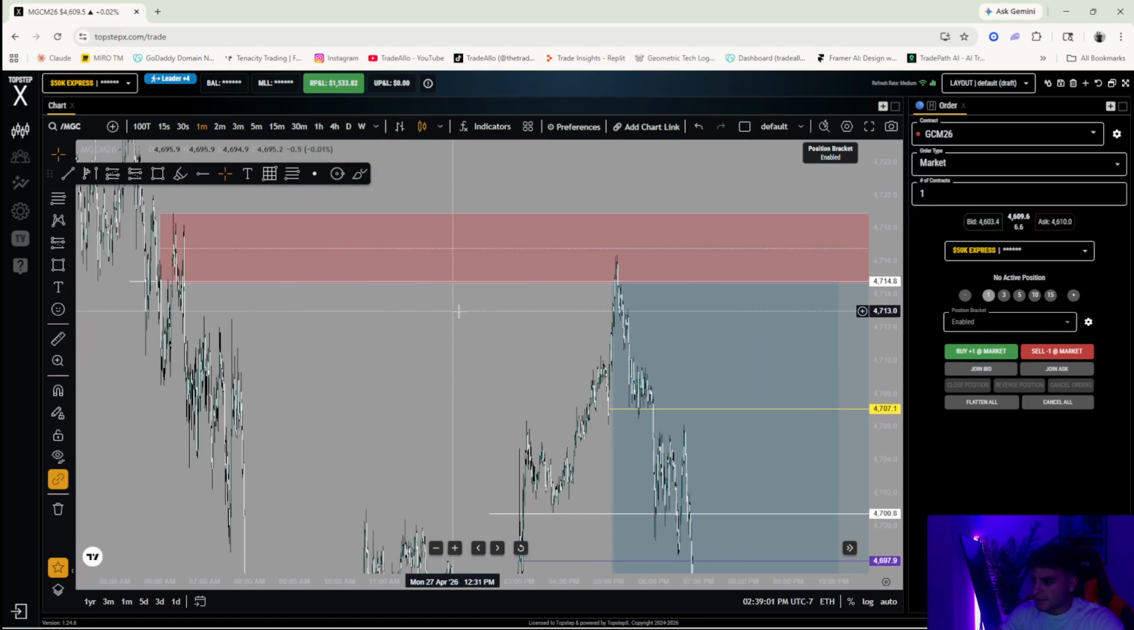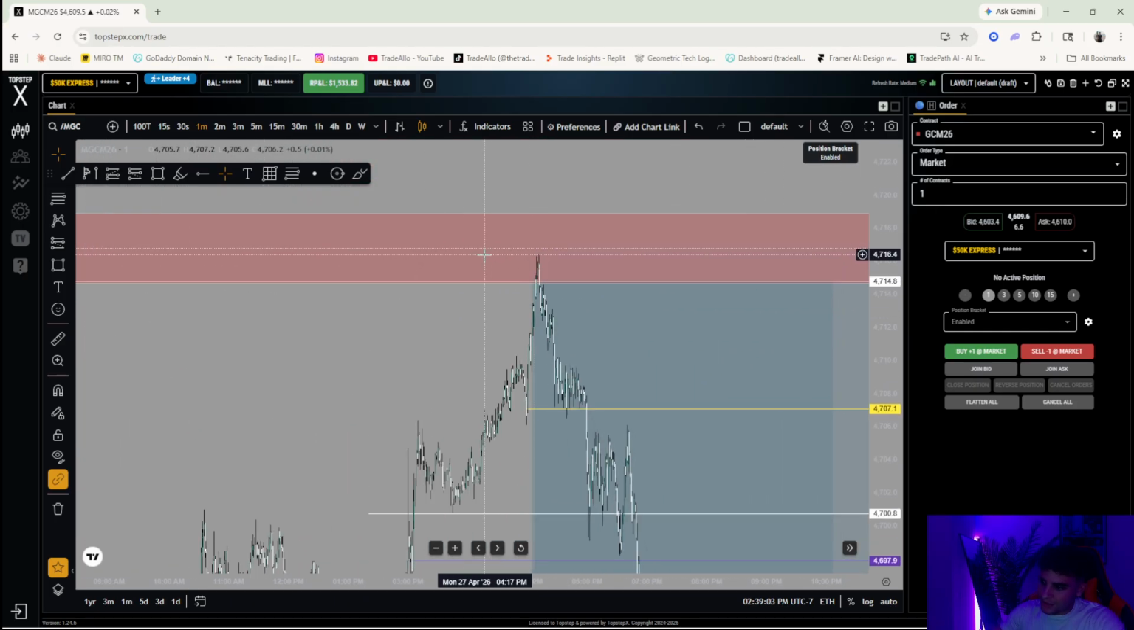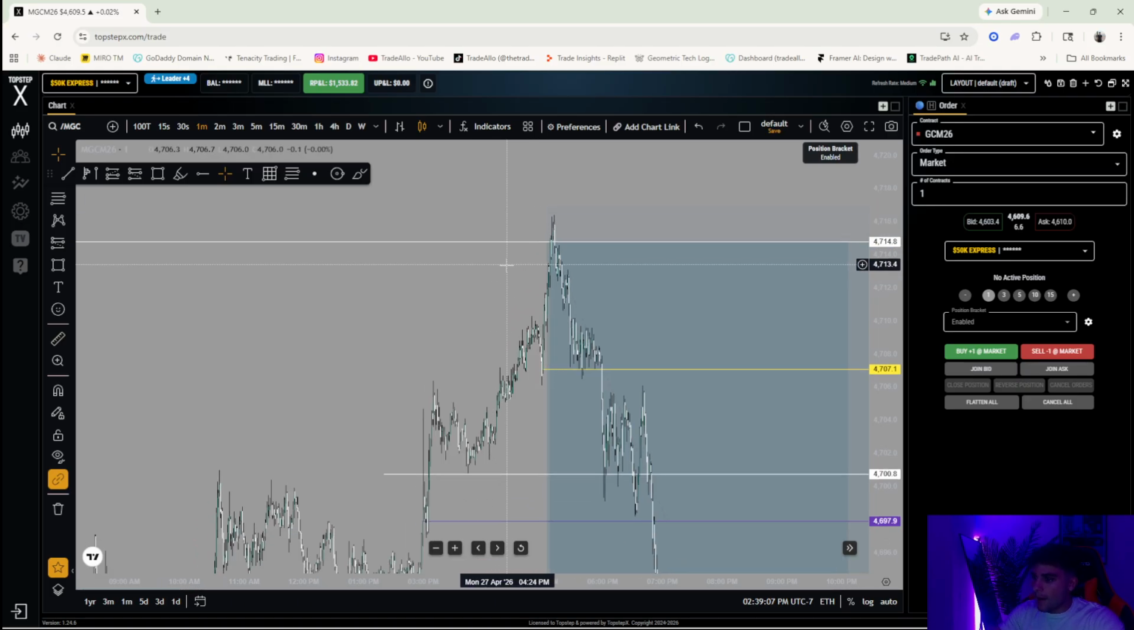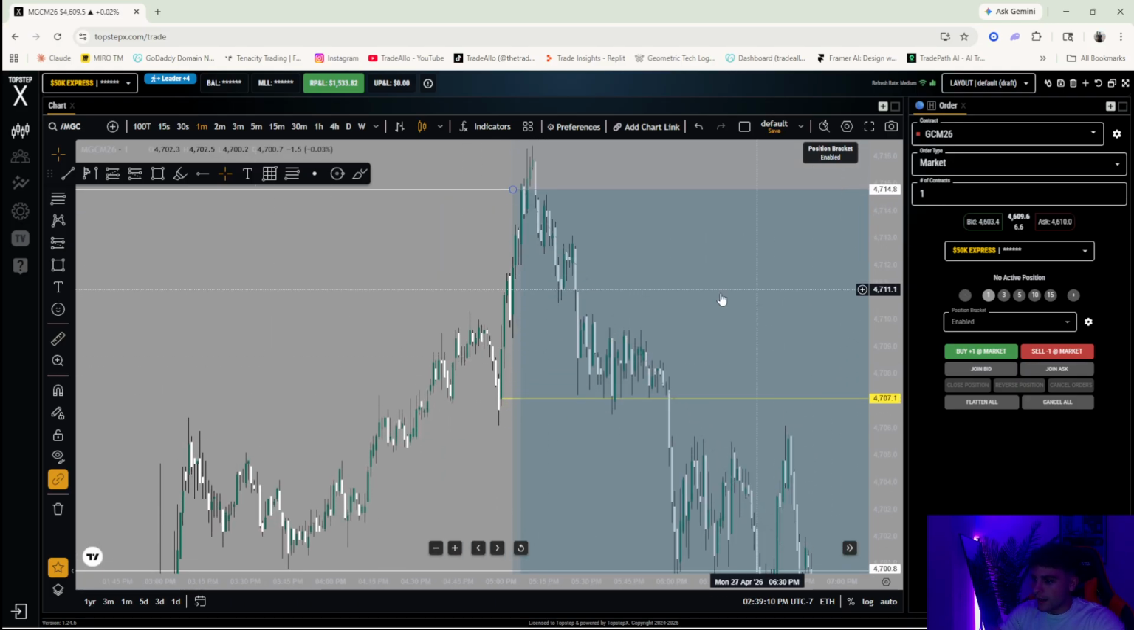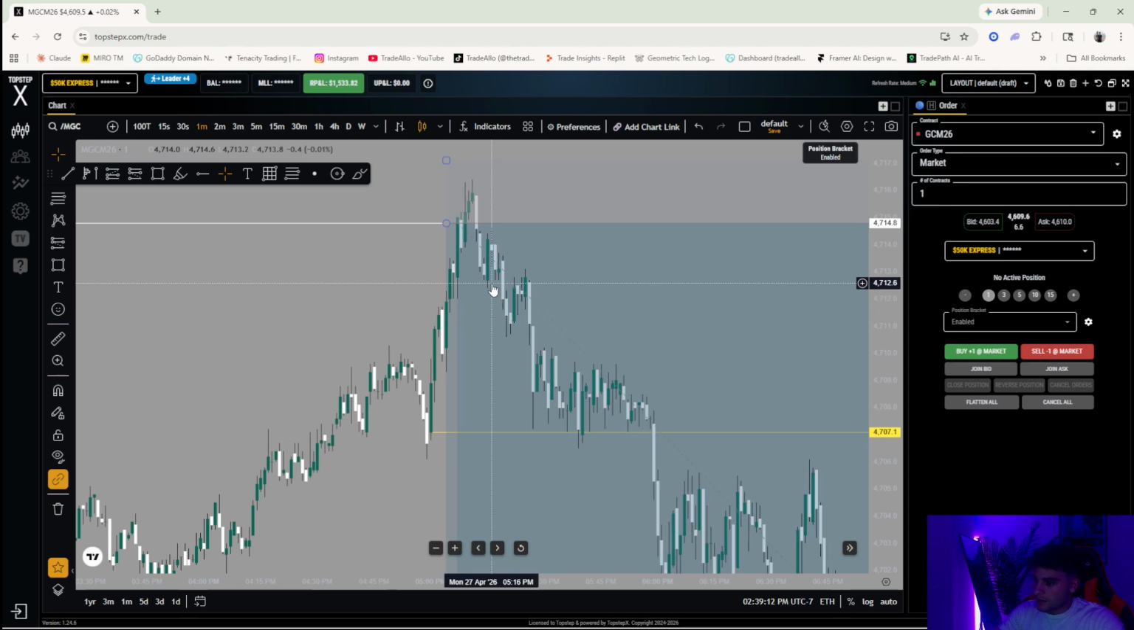So that was where my SL was. We did get edged pretty close. I mean, not really. We had like $60 of room, which is pretty good. But you can see after we got entered, we had our 15-minute open here.